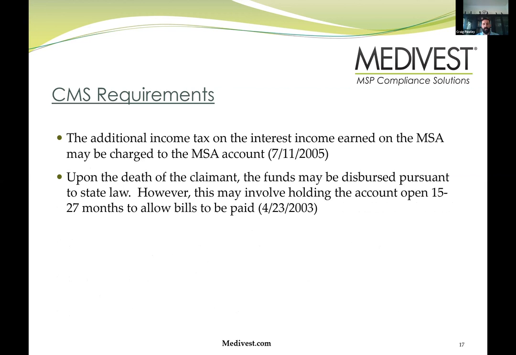Upon the death of the claimant or the applicant or plaintiff, the funds may be dispersed pursuant to state law. However, this may involve holding the account open 15 to 27 months. That's a Medicare issued directive. Typically what happens is if you're administering a file and that individual passes away and there's funds left in there, in the agreement for administration, the individual designates a beneficiary.